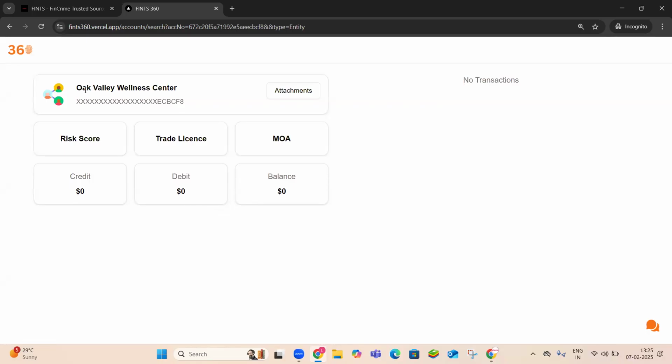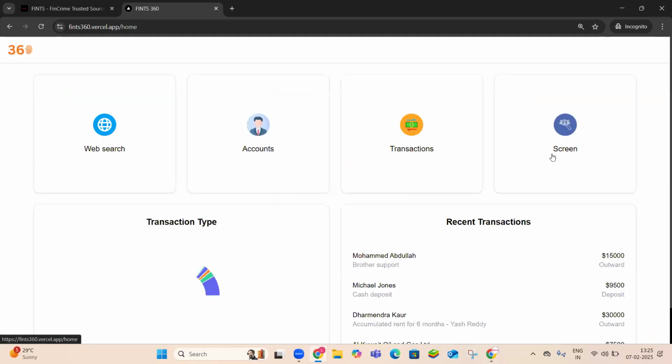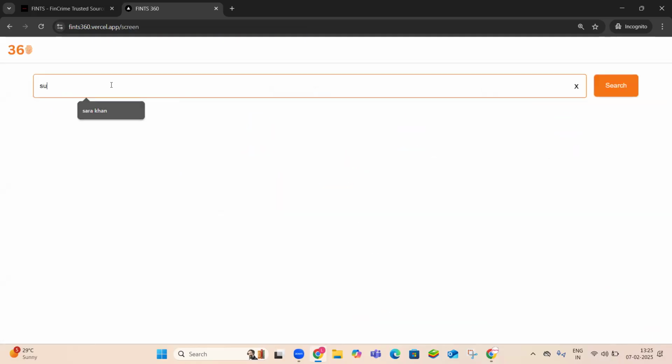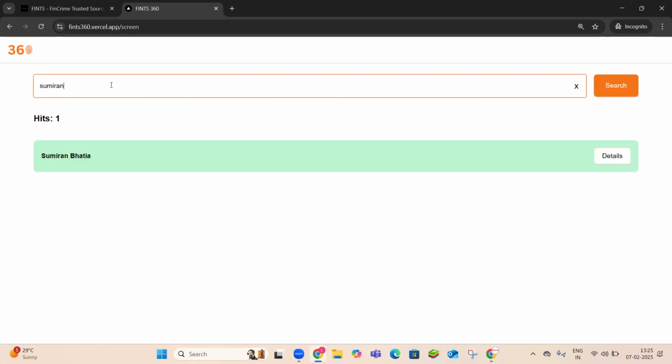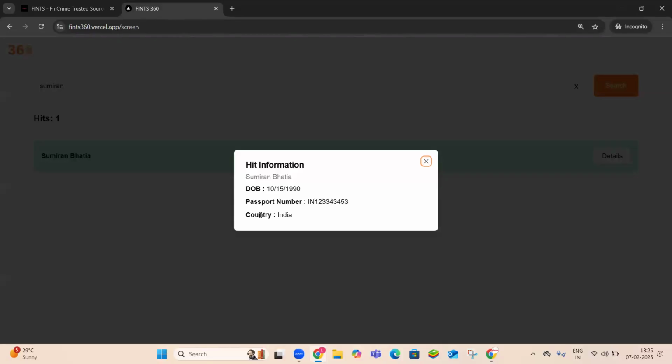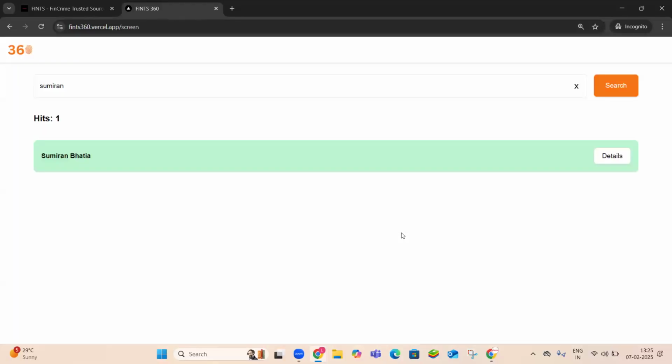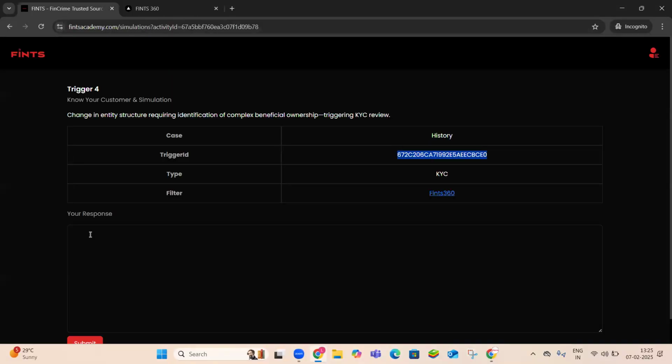So once you understand that Sumiran Bhatia is the owner of what you have tracked, you have to screen all the names in the structure that you have seen, even Oak Valley and Sumiran. Everybody, it is your responsibility to screen. Say, for example, you are screening Sumiran. I'm just showing it to you, but there is no hit basically. It just gives general information about the customer. That's it. Simple.